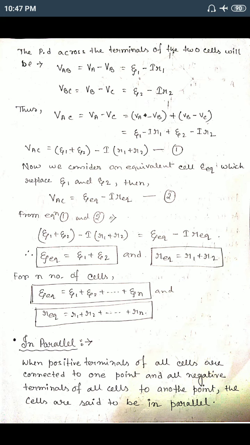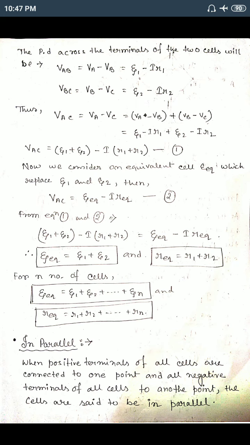Now you see that equation 1 and equation 2 are both equations of VAC. So we can write E1 plus E2 minus I into R1 plus R2 equals E equivalent minus I into R equivalent. If we separately equate this equation, we get E equivalent represents the sum of the EMFs, that is E1 plus E2, and R equivalent, I cancel, negative negative cancel. So R equivalent equals R1 plus R2. It is a simple thing.